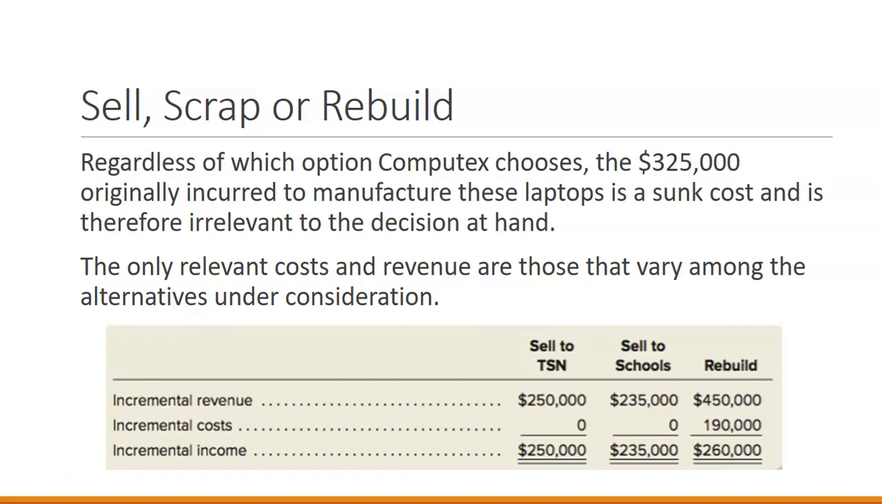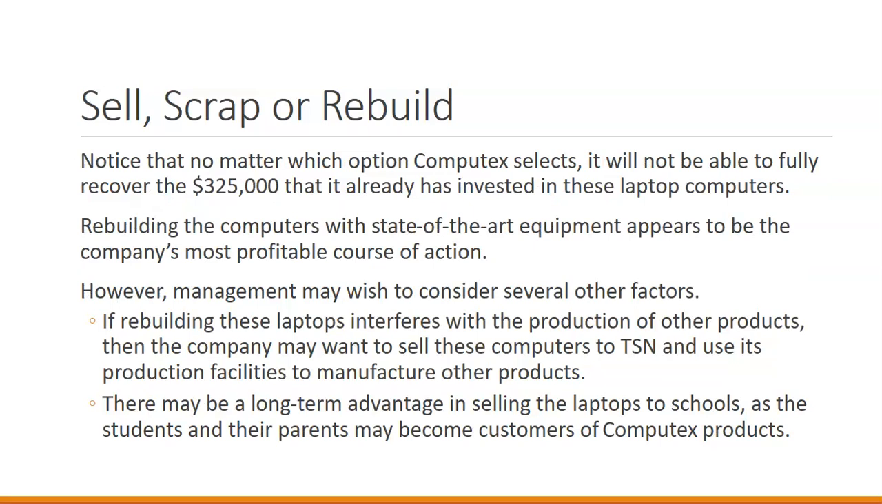So we can sell to the TV network, sell to schools, or we can rebuild the computers at an incremental cost of $190,000. We can see that rebuilding the computers gives us the most incremental income from our three options. We won't be able to fully recover the $325,000 we've already invested in these laptops. We already saw that rebuilding the computers is the most profitable course of action.